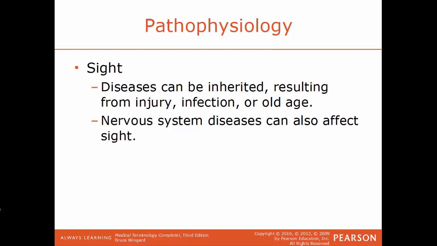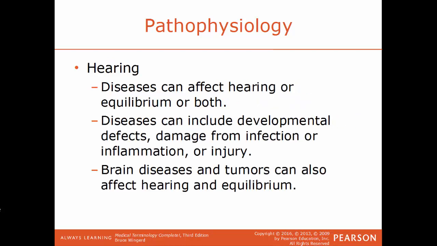Alright, now I'll talk about some pathophysiology with these 2 senses. The first one, sight. Diseases can be either inherited or a result of an injury or from an infection or just due to aging. Now, diseases of the nervous system can also affect your sense of sight. For hearing, diseases can affect either hearing or your equilibrium or both. Diseases can include developmental defects, damage from an infection or inflammation or from injuries. Now, brain diseases and brain tumors can also affect hearing and your equilibrium.